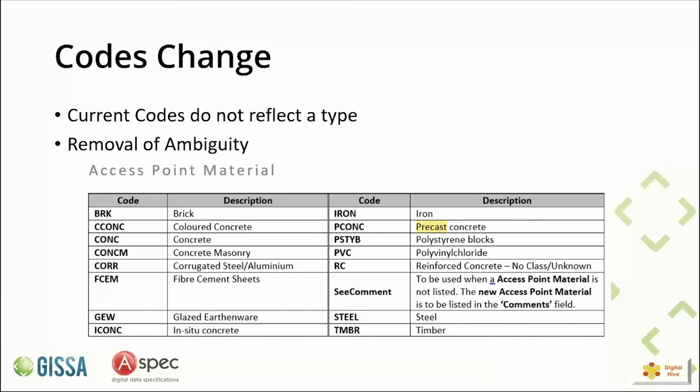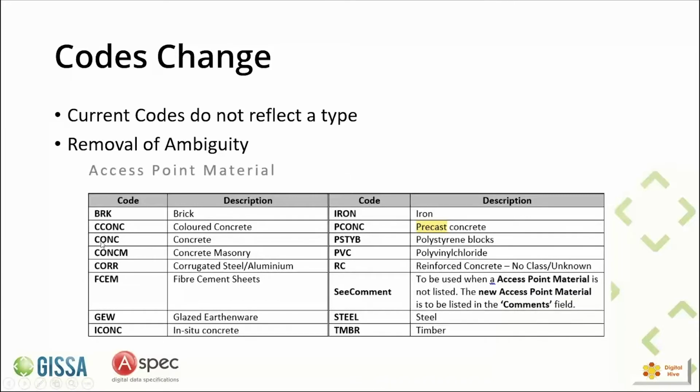So what we're intending to do is to remove the material from the construction method. We actually have 2 attributes in that particular table, one that reflects the construction method and one the material. So what we're proposing to do is to remove precast concrete as an entry and only have concrete as the material.